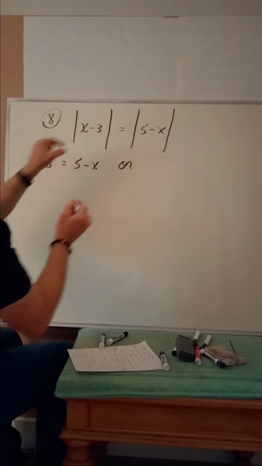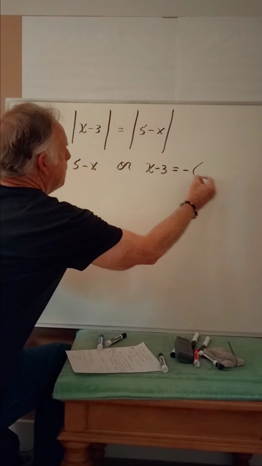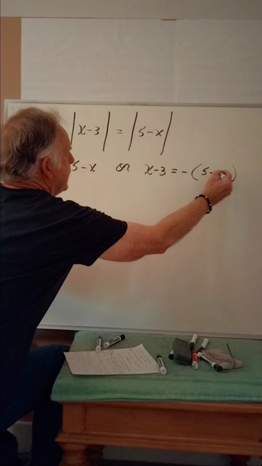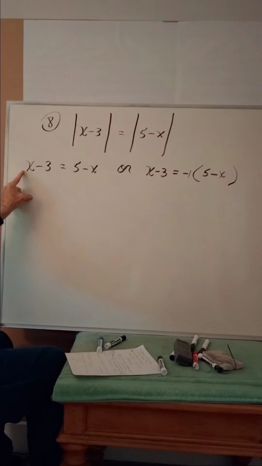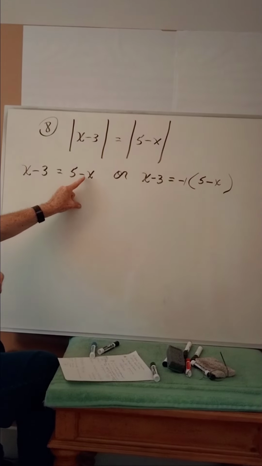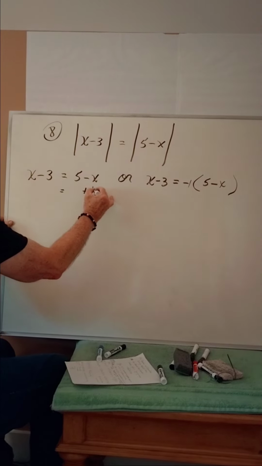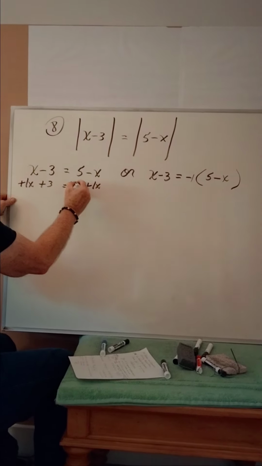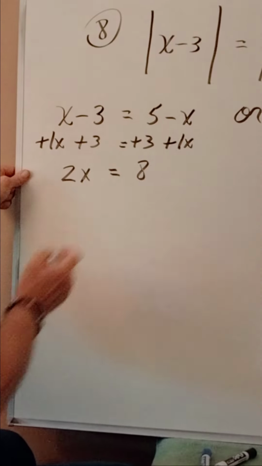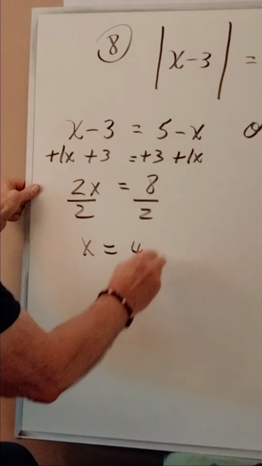Or x minus 3 will be equal to the opposite of 5 minus x. And I'll insert a negative 1. Here, that's a positive 1x. That's a negative 1x. I'm going to move that negative 1x off of the right and get it over to the left. Plus 1x. Plus 1x. Positive 3. Positive 3. We'll have 2x is equal to 8, over 2, over 2. X is equal to 4.